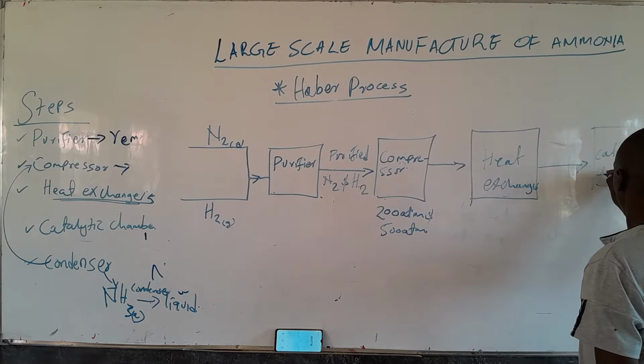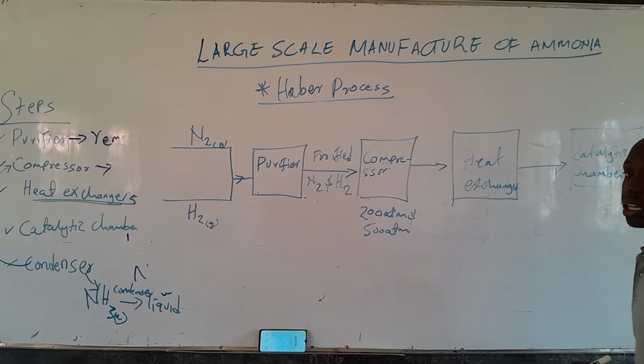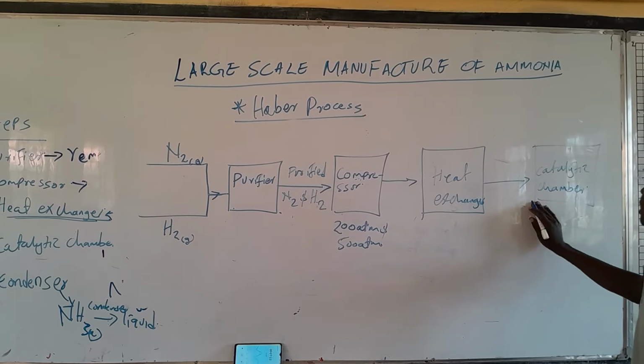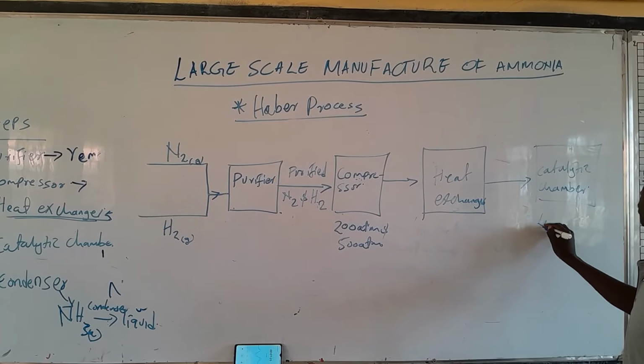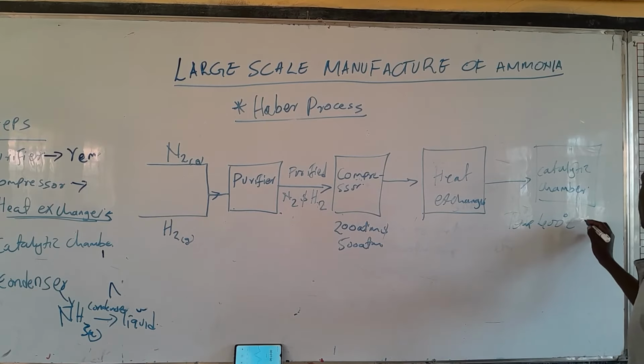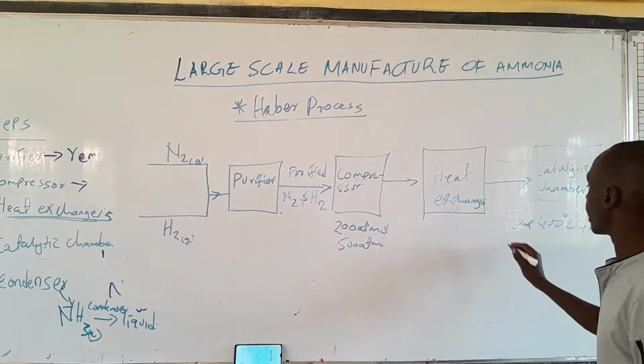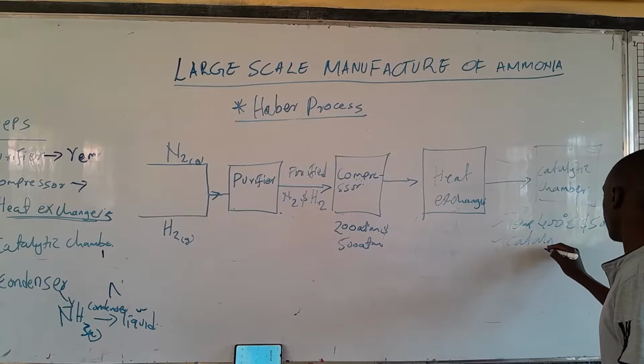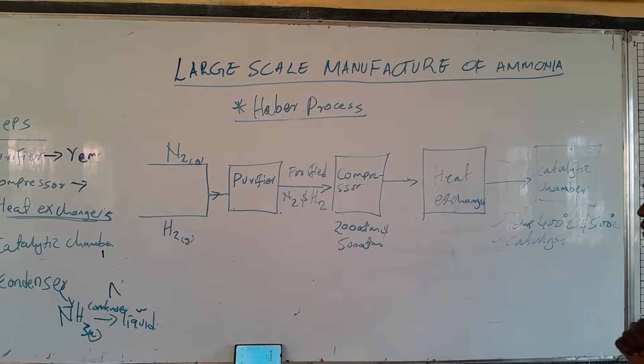In the catalytic chamber, the temperature is raised to between 400 degrees Celsius and 500 degrees Celsius. In this catalytic chamber, there is a catalyst, which is the finely divided iron. After raising the temperature, the two gases are passed over the catalyst, the finely divided iron, for us to obtain ammonia gas.